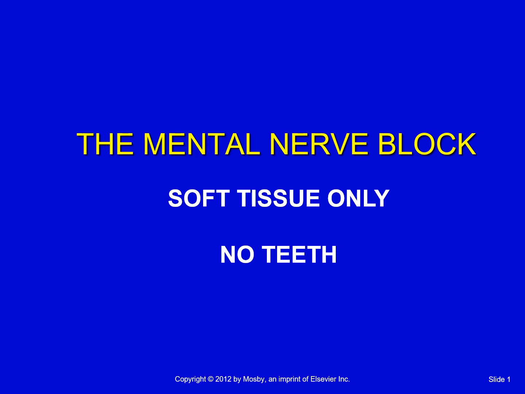This is the mental nerve block. The mental nerve block gets soft tissue only. It also gets no teeth. So the buccal and the long buccal and the mental nerve block only get soft tissue. They do not provide any kind of pulpal anesthesia. You need to remember that.